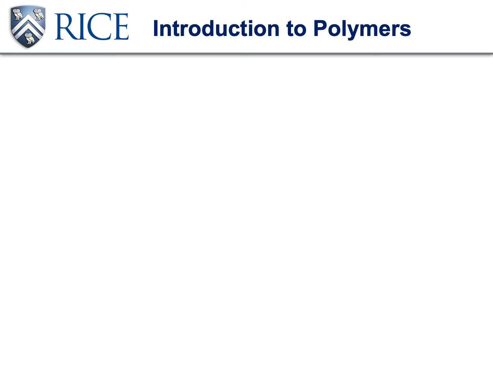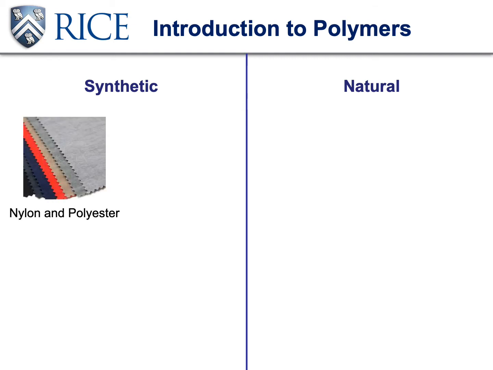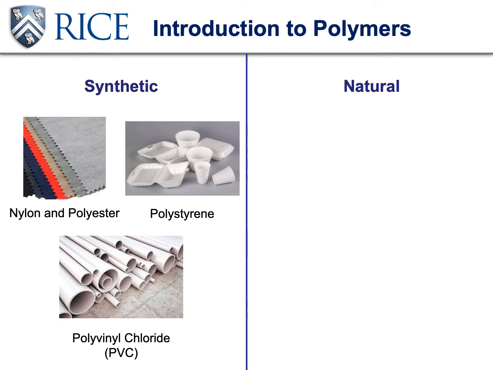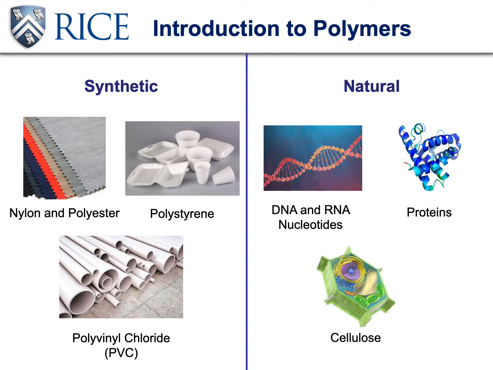Polymers can be either synthetic or natural. Some examples of synthetic polymers include the polyester in your clothes, the polystyrene in foam cups, and the PVC in plastic pipes. Natural polymers include DNA nucleotides, proteins, and cellulose.